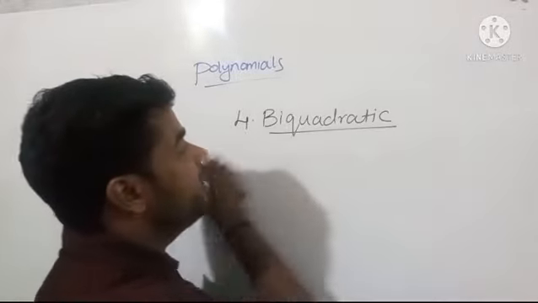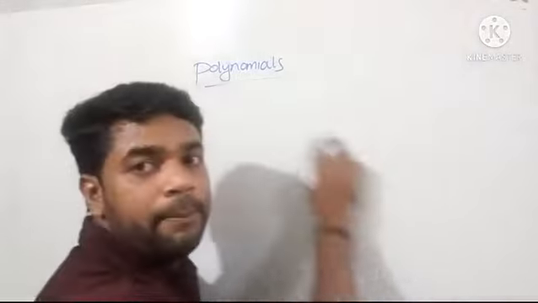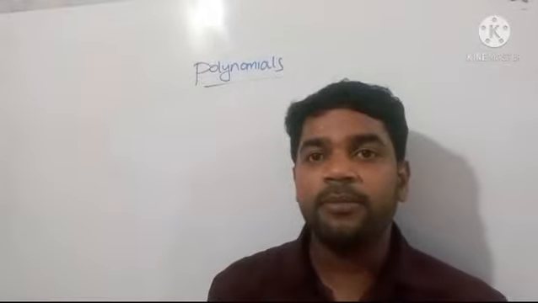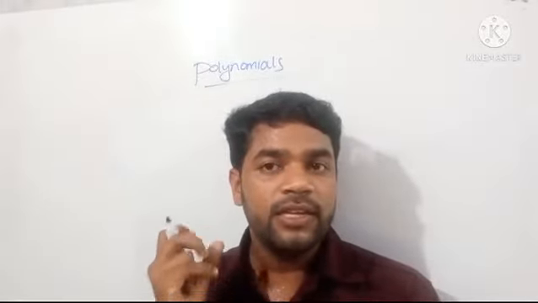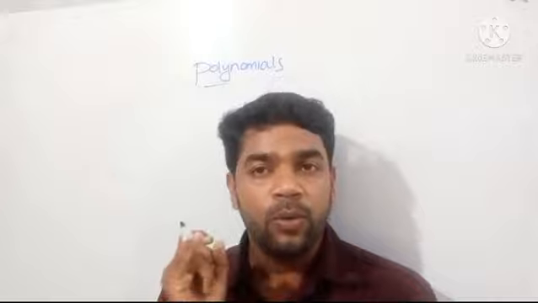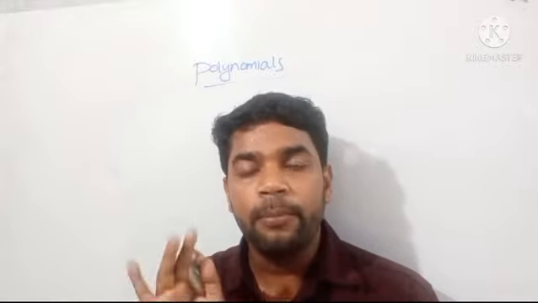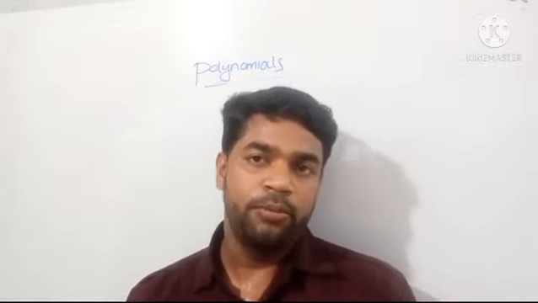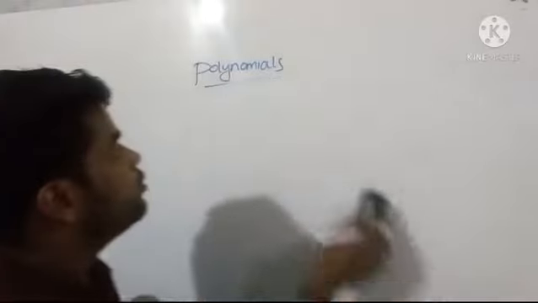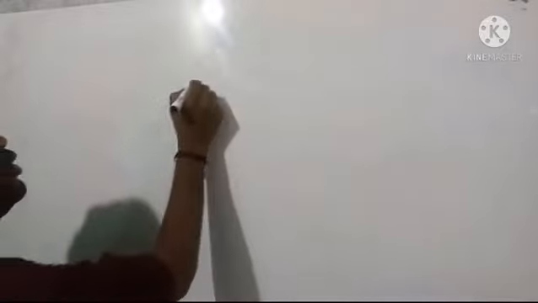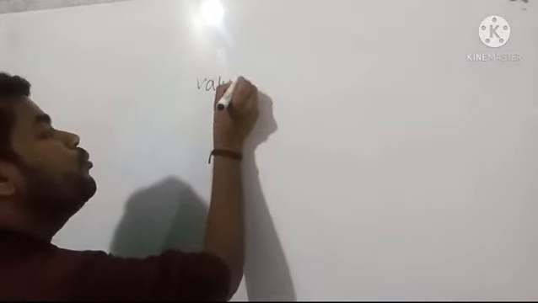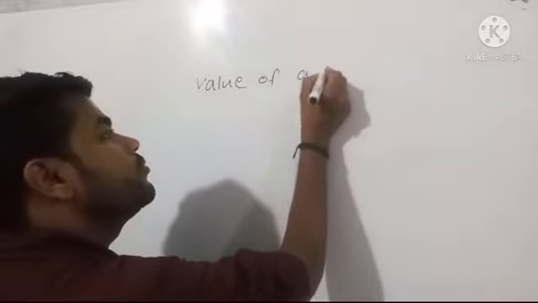So we studied types of polynomial based on degree. Number 1 is linear polynomial, number 2 quadratic polynomial, number 3 cubic polynomial and number 4 biquadratic polynomial. Then next we are going to discuss what you mean by value of a polynomial.